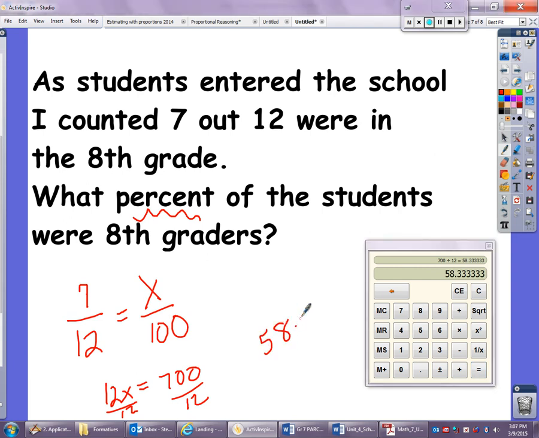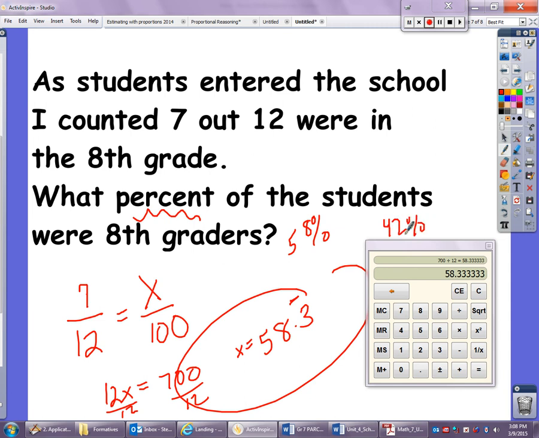You get about 58.3, or you would say that's about 58% of the students that walked through that door were in 8th grade. If I asked how many were not in 8th grade, you would just subtract from 100% and say the remaining 42% were not in 8th grade, because 58% were in 8th grade.